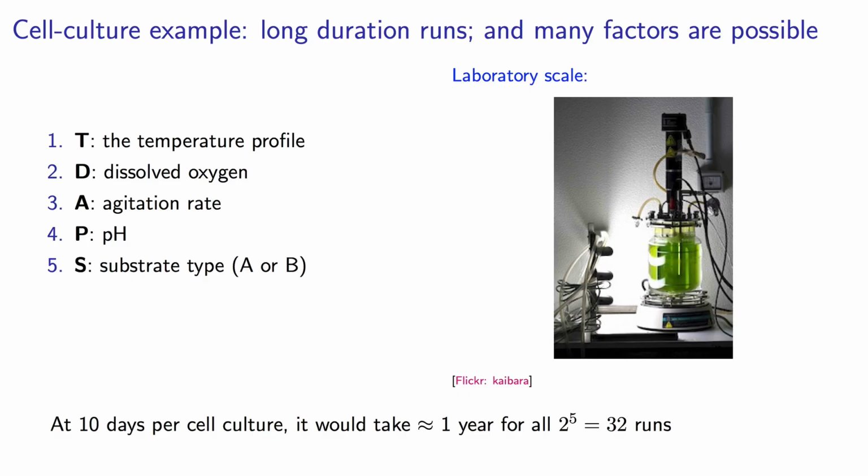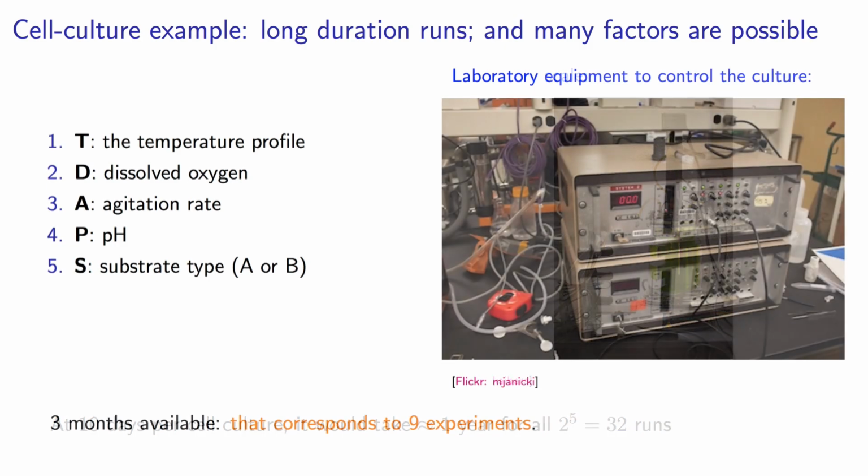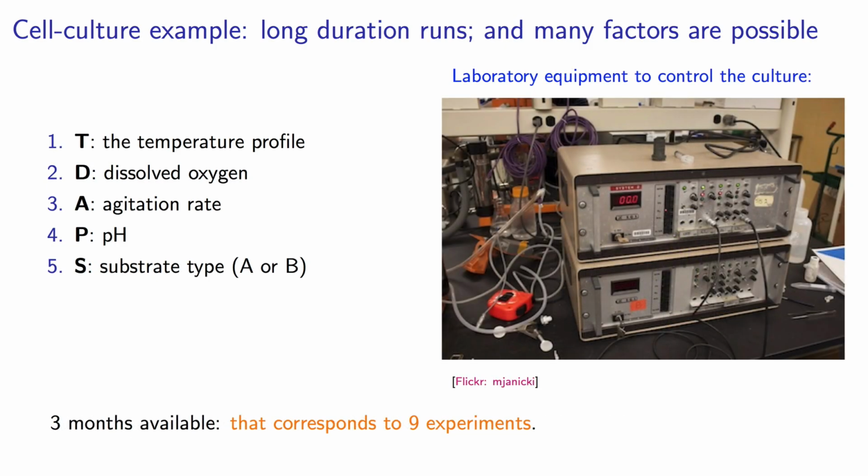Think about your own case study. You might be working with a system that is expensive or takes a long time. In this cell culture example, imagine we had 3 months. That was our budget available, and that corresponds to about 9 experiments. Now, an inexperienced experimenter will go tell the manager that they can only investigate 3 factors, because that requires 8 experiments, which can be done in the 3 months. The experimenter actually does not have to eliminate other factors from consideration. They can go investigate all 5 factors.